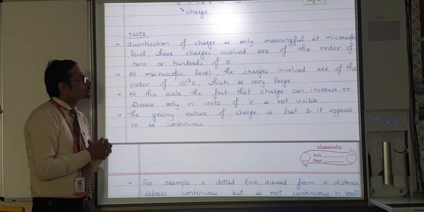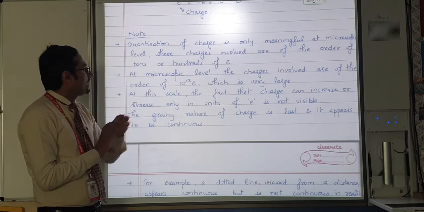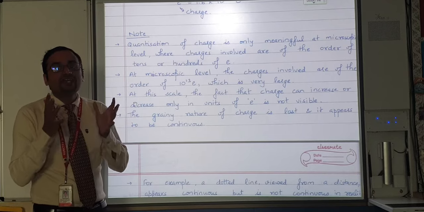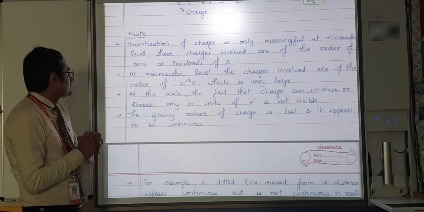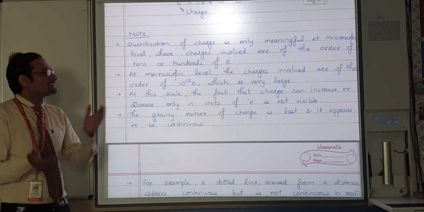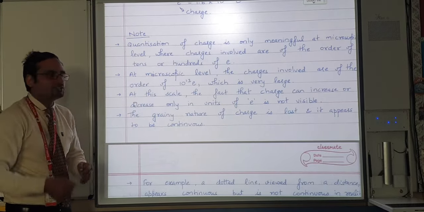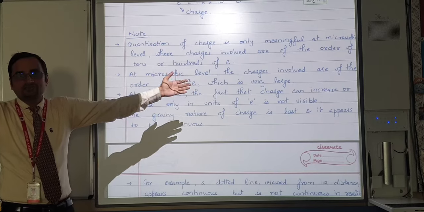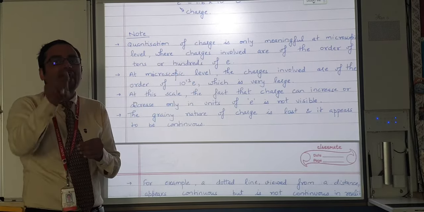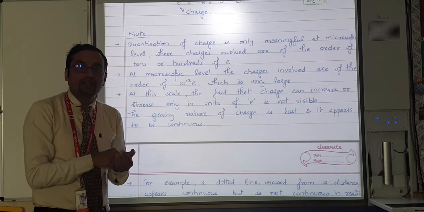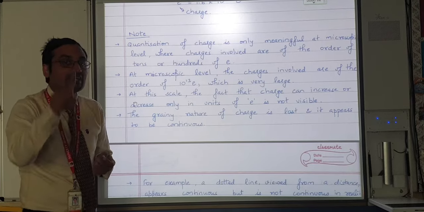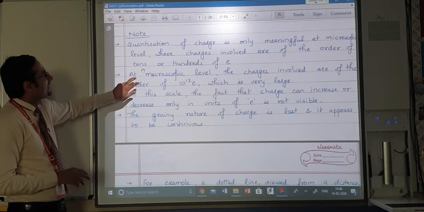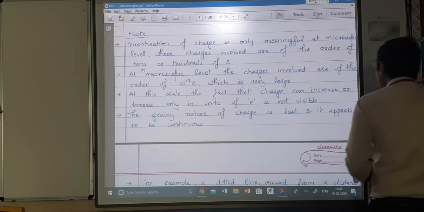Now at the macroscopic level, the charges involved are of the order of 10^13 e, which is very, very large. At this scale, if you add one charge or subtract one charge, you cannot see the difference, because there are so many charged particles that adding or subtracting one won't impact it. But at the microscopic level, even a small change matters. That's why we say quantization of charge is only meaningful at the microscopic level, not at the macroscopic level.